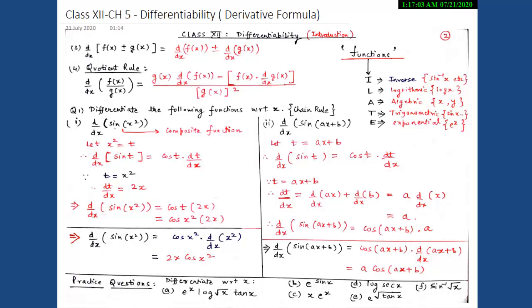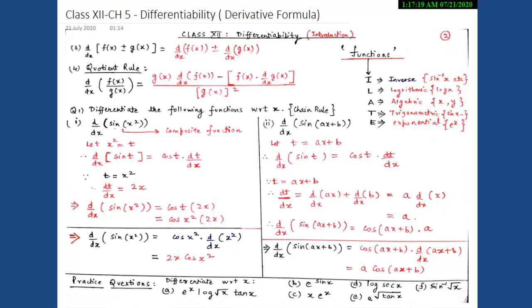Students, in the last video, we have studied about product rule or Leibniz rule. So today, in this video, we will study about quotient rule and also we will solve some questions which are based on chain rule. That is, here we will learn how to differentiate a function with respect to x.